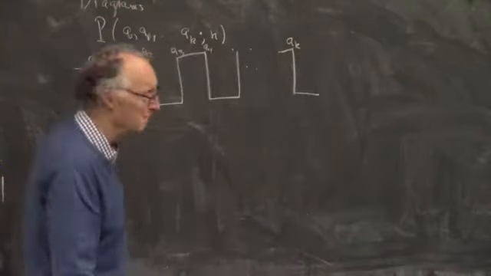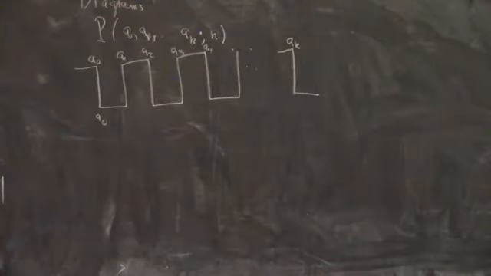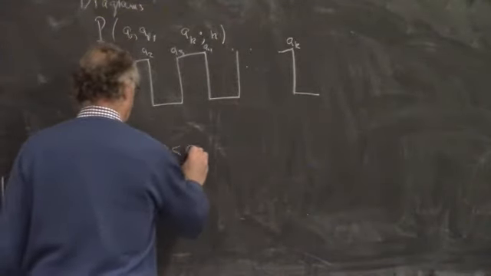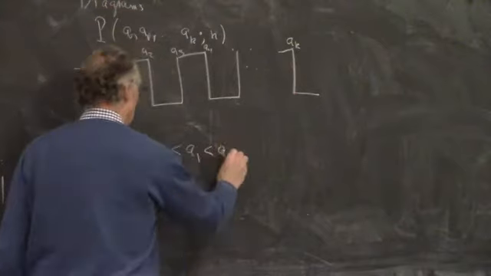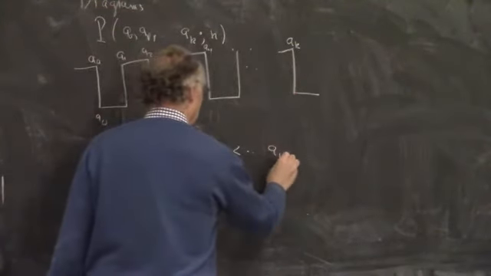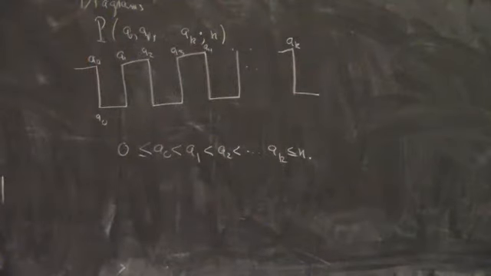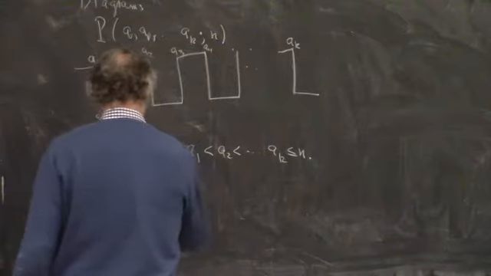Okay. And the condition, of course, is that 0 is less than or equal to A0, which is strictly less than A1, and so on, up to Ak, which has to be less than or equal to n. Those are the diagrams that I consider. For each diagram, I get an element.